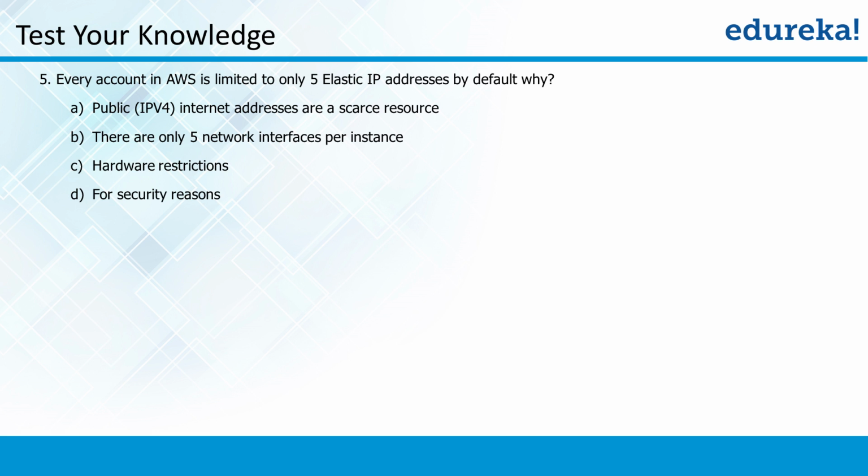All right, let's look at this question as well. Each account in AWS is limited to only 5 IP addresses. What's the reason for that? This is not that hard. The options here are: IPv4 addresses are scarce, there are only 5 network interfaces per instance, there could be some hardware restrictions, or there are some security reasons. Greg and Suryakant, both of you have it right. It's basically because IPv4 addresses are scarce.